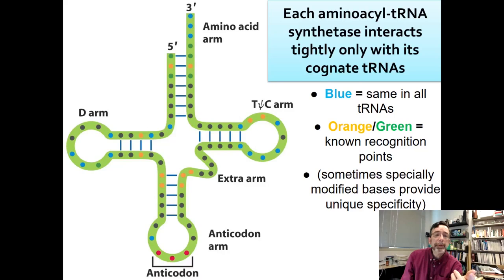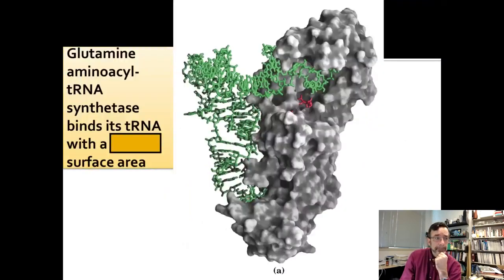For example, the blue positions are the same in all tRNAs. If you just want to bind any tRNA, you can go after those sites. But orange and green are the known recognition points, and those will differ between tRNAs. So the idea is that the arginine enzyme will bind the 6 that have particular structures at particular points, and the other tRNAs will not. Sometimes those specially modified bases we noticed provide the specificity that you need to make this whole system work.